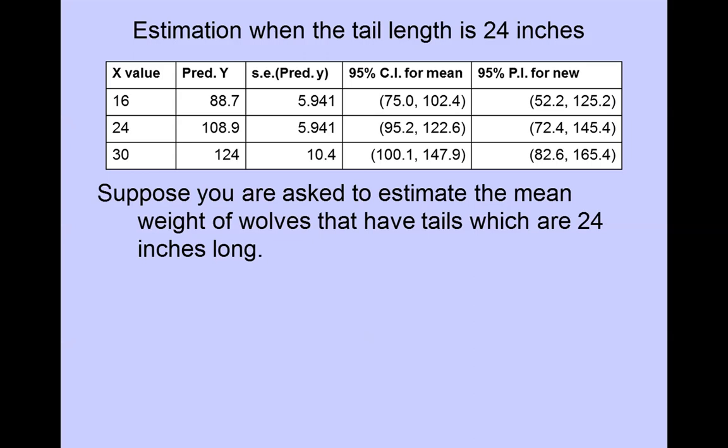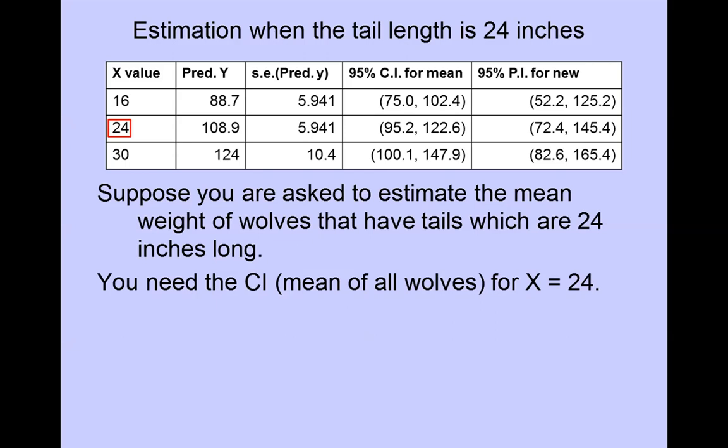Now suppose you are asked to estimate the mean weight of wolves that have tails which are 24 inches long. 24 is the middle line in our plot, and this is actually okay to provide the estimate. You need the confidence interval since you're asked for the mean weight of all wolves, where x, the tail length, is 24 inches. So you want to interpret 95.2 to 122.6 for the scenario.